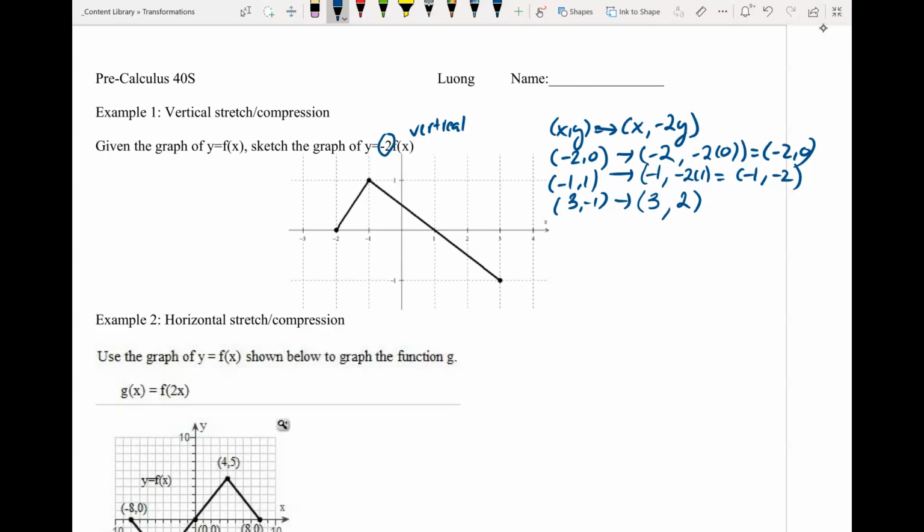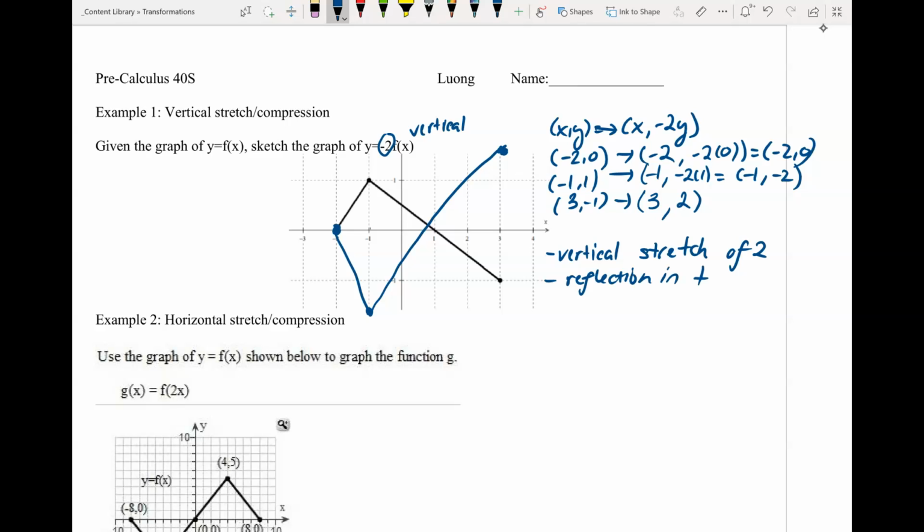So I'm going to graph those new points and connect them in order. That's what our graph looks like. If we want to state our transformation in words, you are going to say that there was a vertical stretch of 2. And you would also say that there is a reflection in the x-axis. So that is how you describe the transformation.